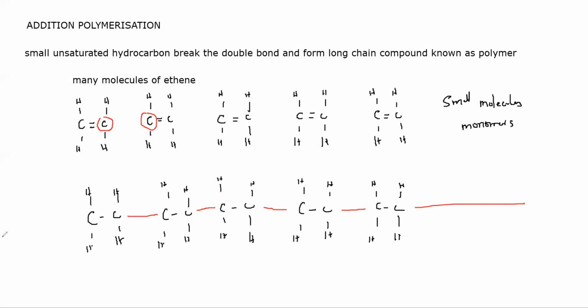And this will continue till all the double bonds break and we will have a long chain compound. This long chain compound is known as a polymer. So small molecules, you can see first we have small molecules. This is one molecule. This is one molecule.